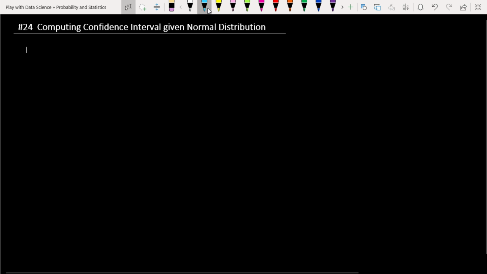Let's see how to compute the confidence interval. In previous lectures, we have seen what a confidence interval is.